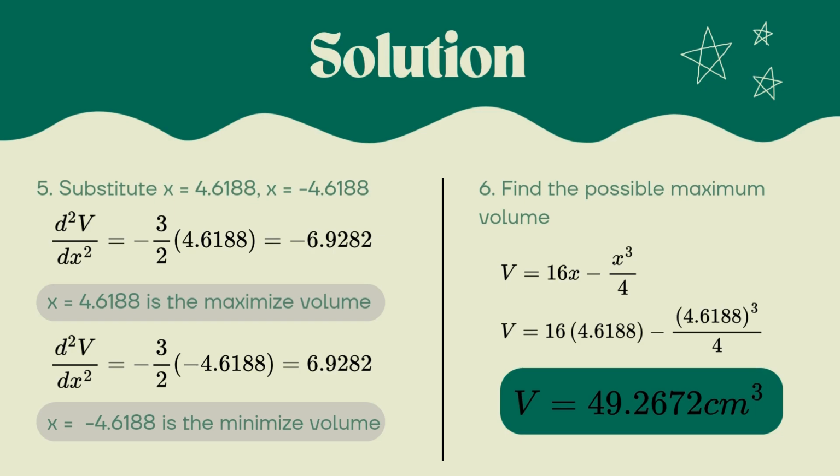And now, we can do the last step. To find the possible maximum volume of the box, we need to substitute the value of x that will maximize the volume, which is x equals 4.6188, into the volume equation that we derived earlier. Hence, V equals 16x minus x cubed over 4 would be V equals 16 multiplied with 4.6188 minus 4.6188 cubed over 4. And the final answer will be V equals 49.2672 centimeters cubed.